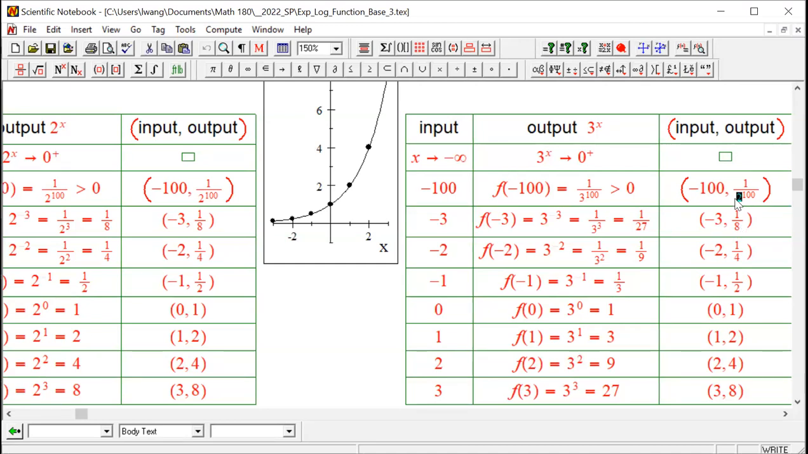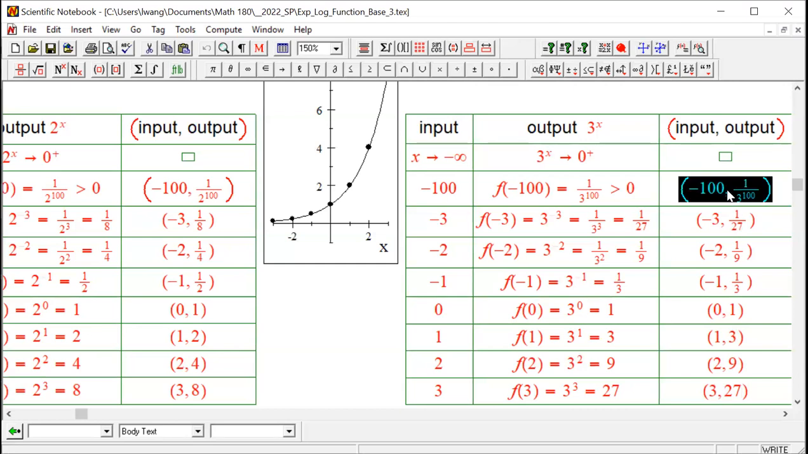So over here, that's going to be 1/27, and this is 1/9, 1/3, then 1, 3, 9, 27.